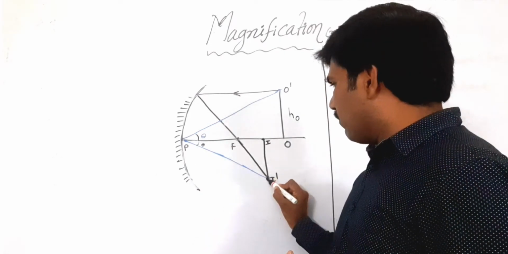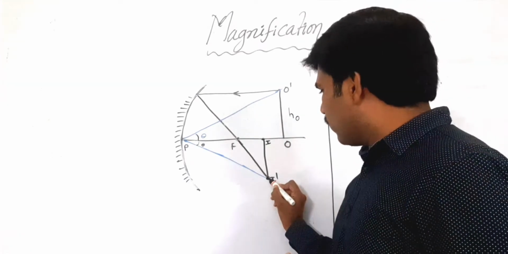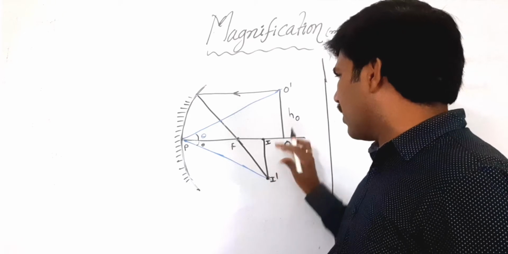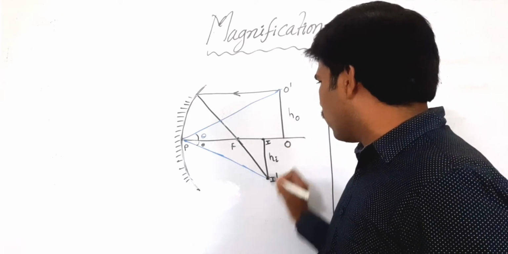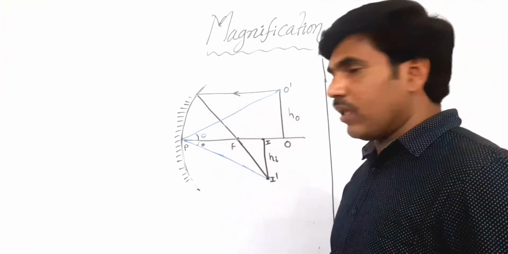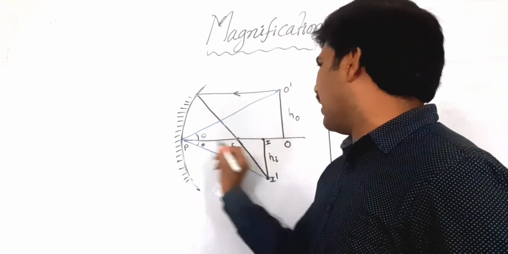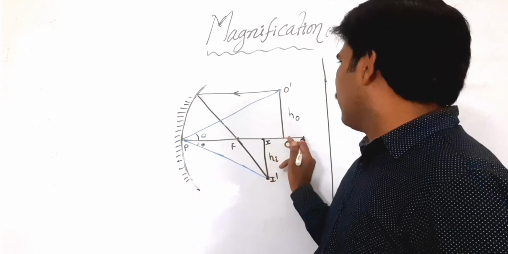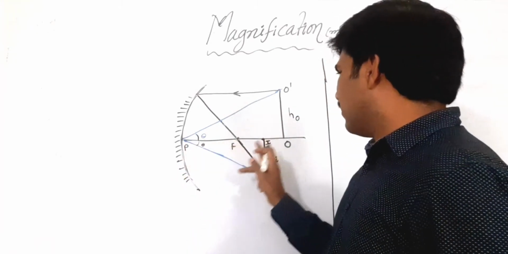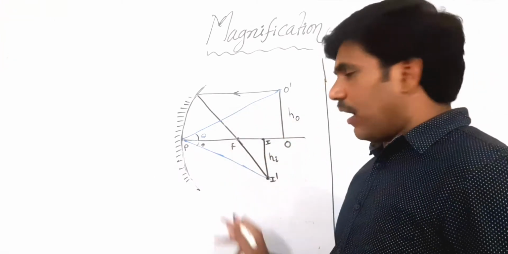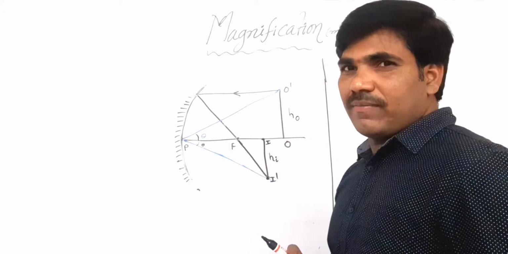You know very well from the ray diagrams that where these two rays intersect each other, at that particular point we get the image location. We draw a perpendicular line and we get the image height. The height of the image is taken as HI. Here PO is called the object distance, OO dash is called the object height, PI is called the image distance, and this II dash is called the image height.